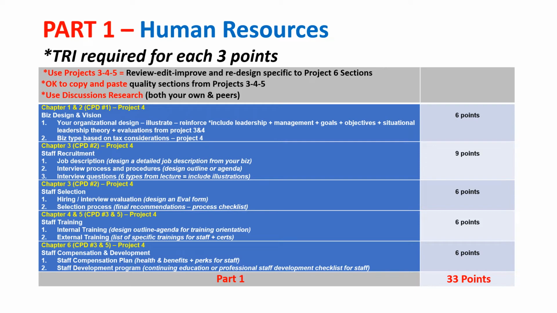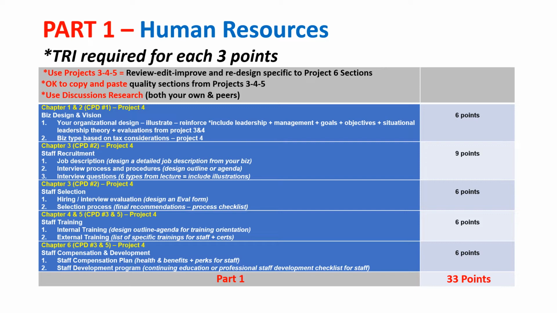So first one is business design and vision. This is from project 4, again chapters 1 and 2 from the textbook and CPD number 1. Make sure you use your illustrations and include all the different things: leadership, management, goals, objectives, and situational theory, along with evaluations from project 3 and 4. And then the second TRI, I need your business type based on tax considerations that we talked about.